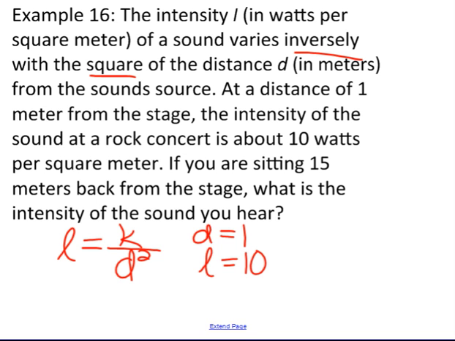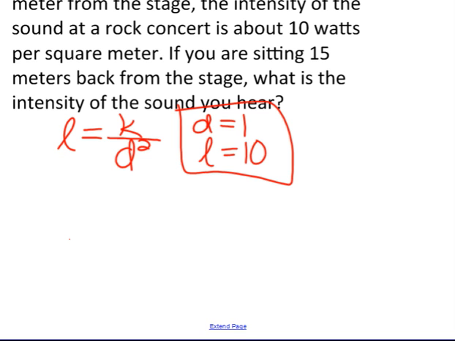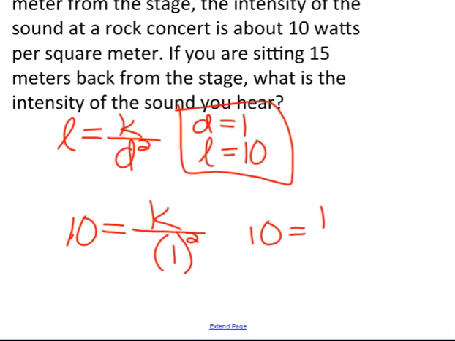So we're going to use this first set of numbers to find K. So we know that L is equal to 10. K over, we know D is equal to 1. And we have to solve for K. So I square the 1. I have 10 is equal to K divided by 1.